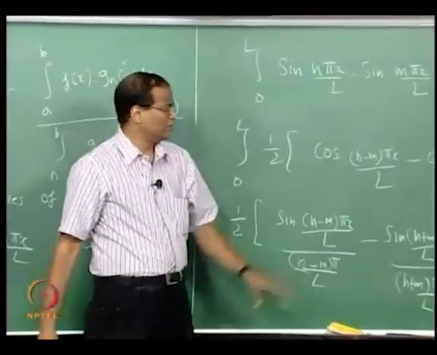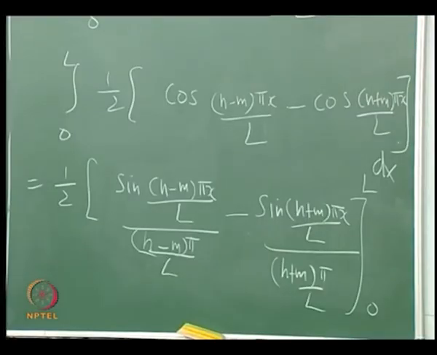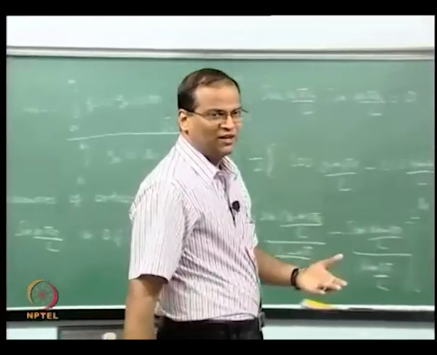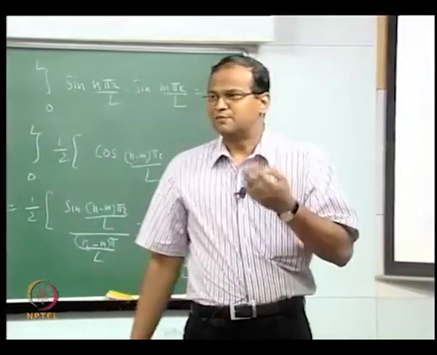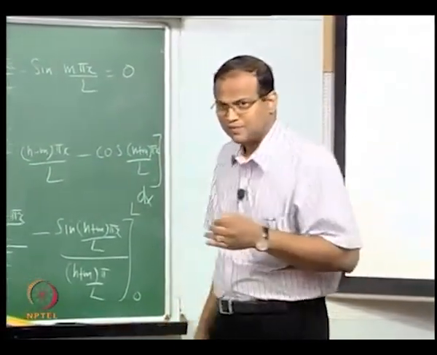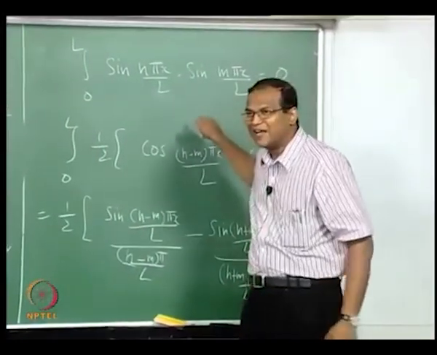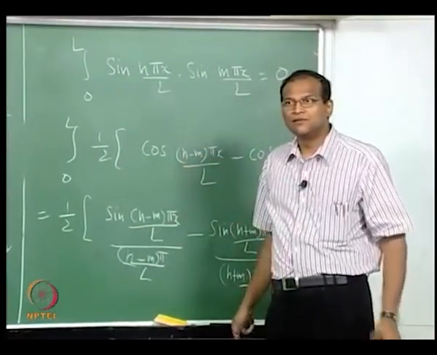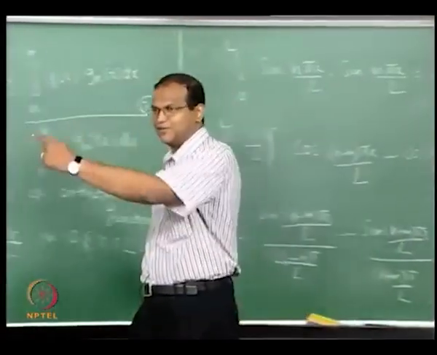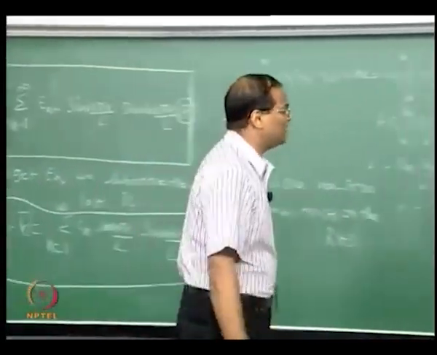Lower limit both are 0, upper limit n is a number, m is a number, n minus m must be 0, 1, 2, 3. Am I too fast? Everything is 0, everything is 0, sin n pi x by L is orthogonal. Let us do the other one when m is equal to n, okay. So this is a big 0.